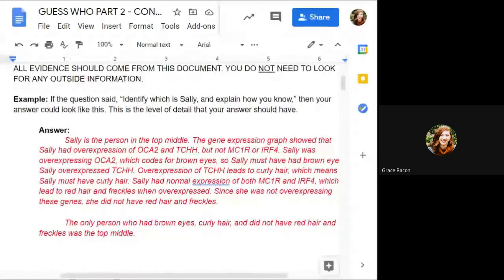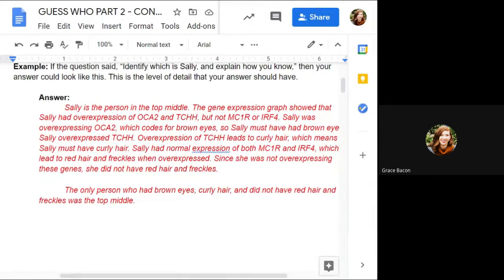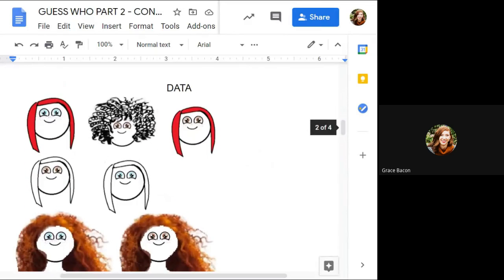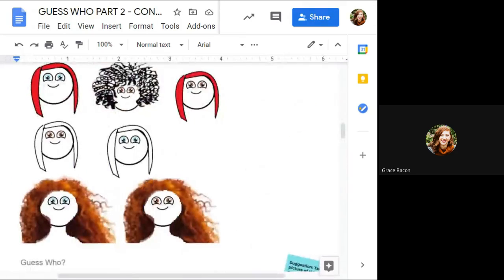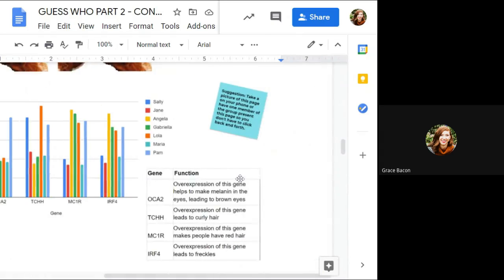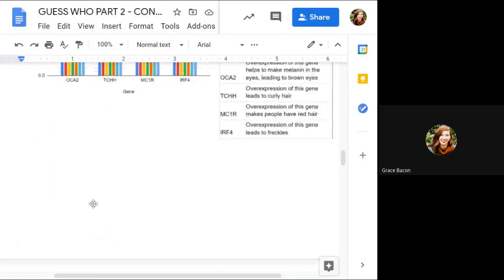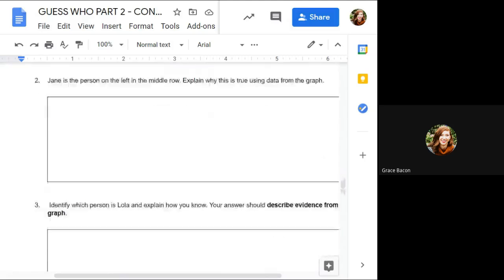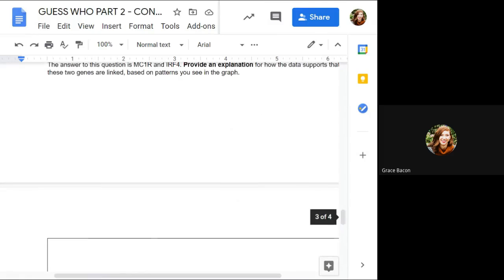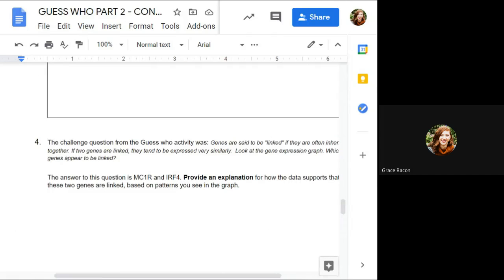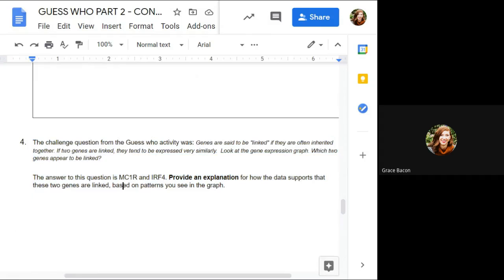So this example is the same one that I just read out to you, same exact one. And then you have a section for the data. So this is where you can find the people you're talking about, the graph, and the gene functions. And then your questions are here. The hardest one is going to be this challenge one at the bottom. It's referring back to the challenge question that you tried on Friday.